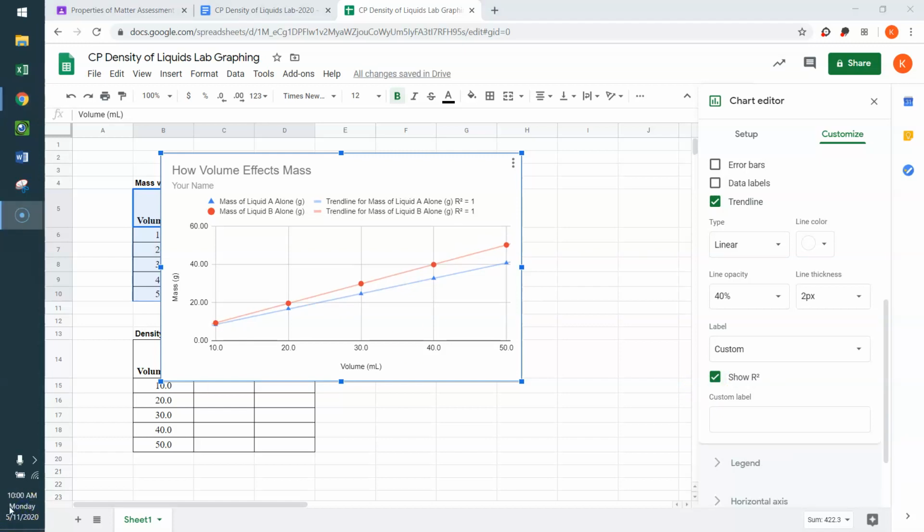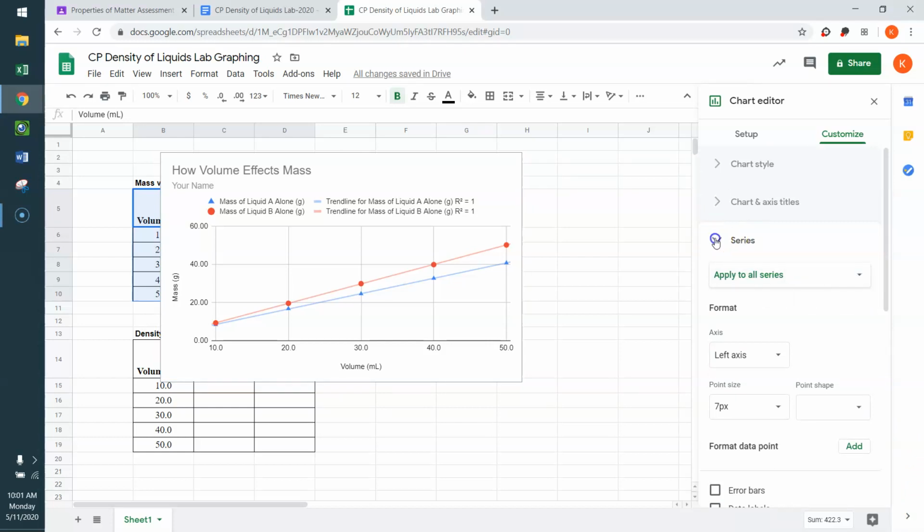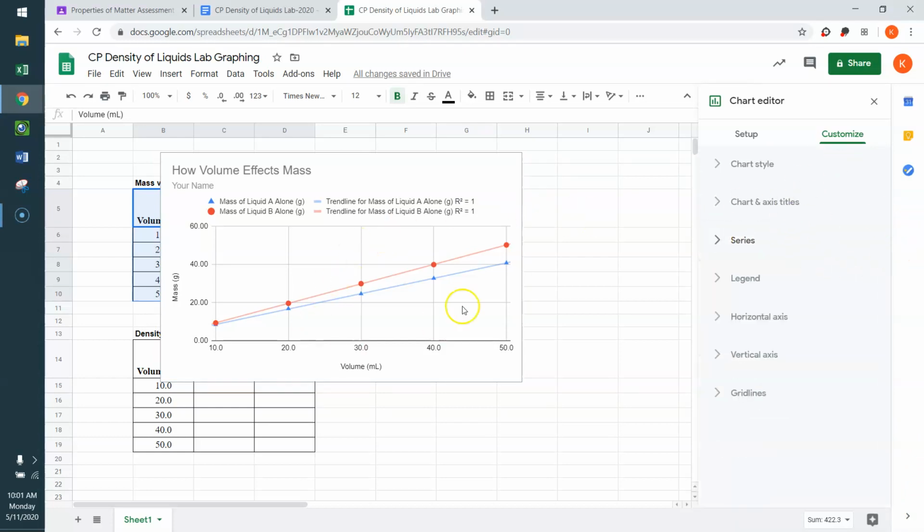So at this point, we have a good title, your name, my X and Y axes are labeled with units. I have a differentiation between liquid A and liquid B in color and shape. I have my trend line, I have my R squared value. So we're done up to this point. There's only one other thing I can do to help add some detail to this particular graph, and that is to go to my grid lines.